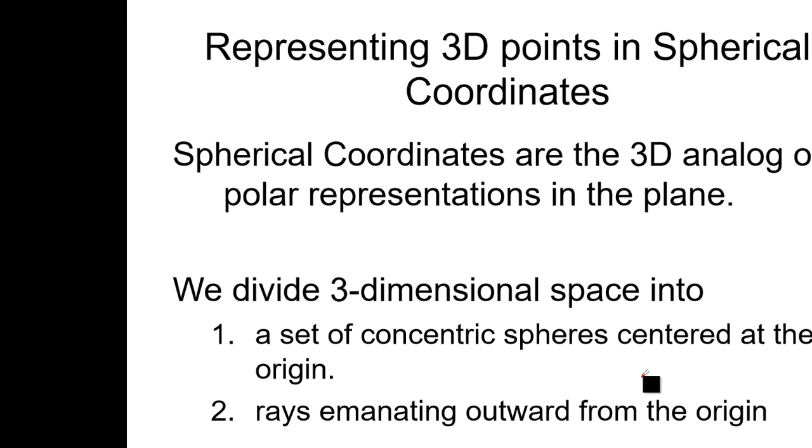Now, the spherical polar coordinate system is the 3D analog of the polar representation in the plane. Here we divide the three-dimensional space into a set of concentric spheres centered at the origin, and we imagine that rays emanate outward from the origin. So a spherical polar system is also a three-dimensional representation of a polar system, but it has a spherical symmetry.